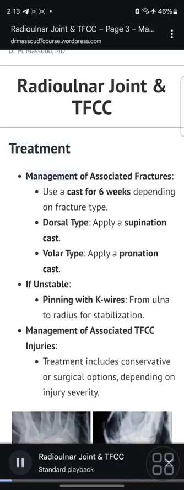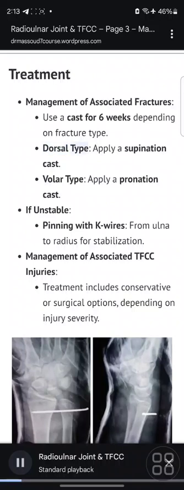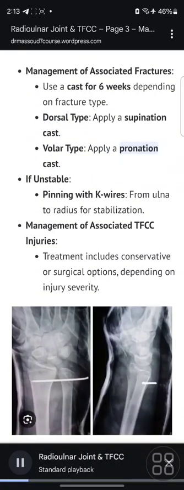Treatment. Management of associated fractures. Use a cast for 6 weeks depending on fracture type. Dorsal type. Apply a supination cast. Volar type. Apply a pronation cast.